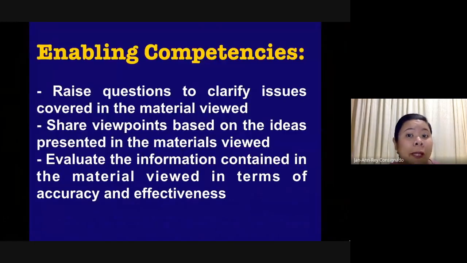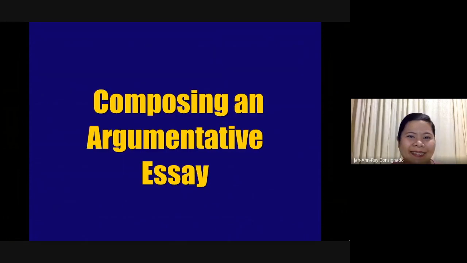What are our enabling competencies? Number 1, raise questions to clarify issues covered in the material viewed. Number 2, share viewpoints based on the ideas presented in the materials viewed. And number 3, evaluate the information contained in the material viewed in terms of accuracy and effectiveness. These are our enabling competencies.